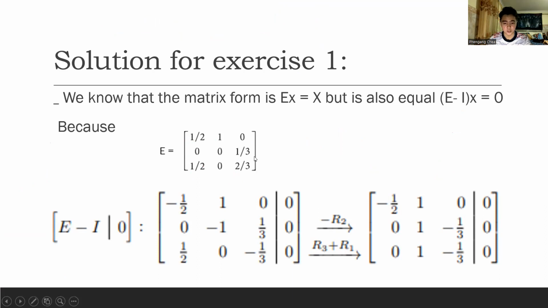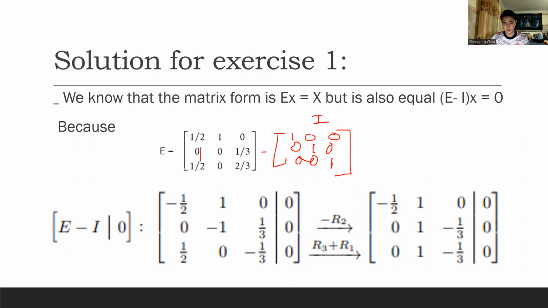So we must compute like this. We need to have the E, and then we need to minus the I. And like I told you earlier, I is equal to 1, 0, 0, 0, 1, 0, 0, 0, 1. You must remember it by yourself.